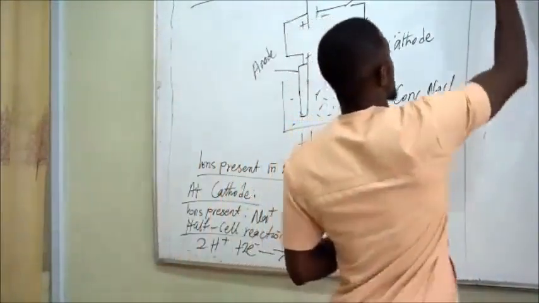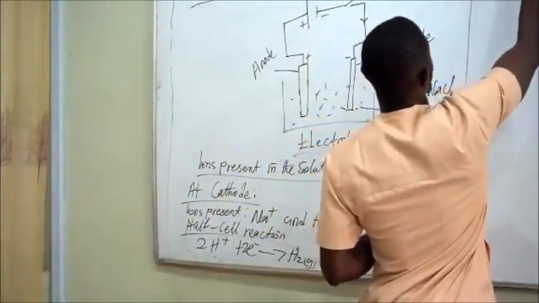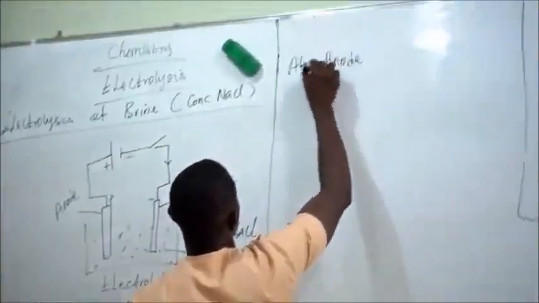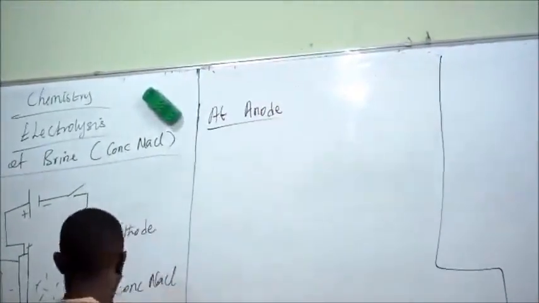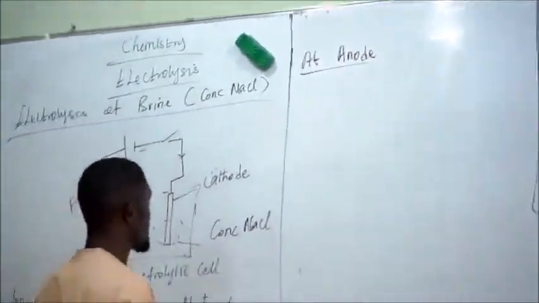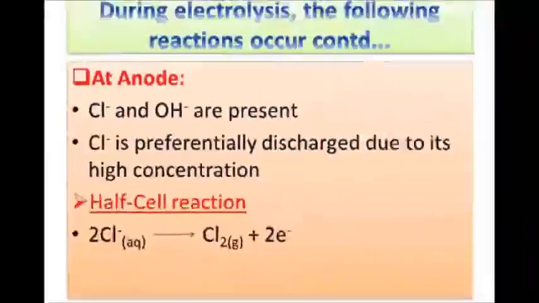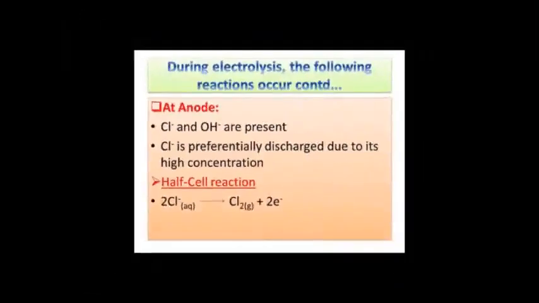Then at the anode, we have ions present. The ions present include chloride ion and hydroxyl ion. Now, which of these ions will be preferentially discharged at the anode?